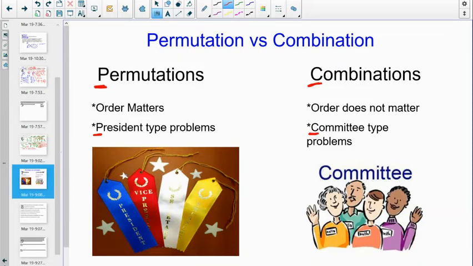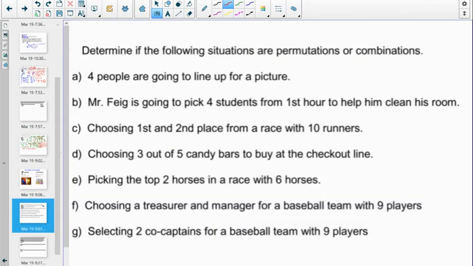So let's briefly try to figure out for part A whether this is going to be a permutation or a combination. So 4 people are lining up. If they're in a line, order is going to matter. So we know that's going to be a permutation. And then for part B, Mr. Feig's picking 4 students from first hour. Do these 4 students have different roles? No, they do not. So order does not matter. So that is a combination.